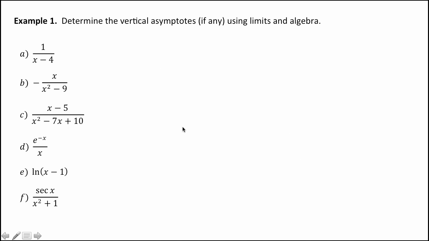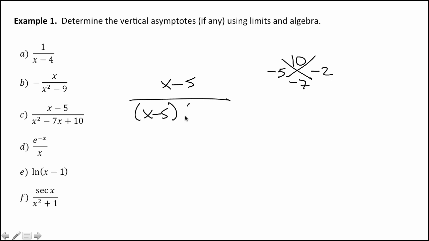Okay, so for part C, remember we're looking for vertical asymptotes. So we're going to try to factor this denominator here. So the factors of 10 that add up to negative 7 will be negative 5 and negative 2. So we have (x − 5)(x − 2). And it looks like we have matching factors here, so we're going to be able to cancel this out. That leaves us with 1 over x minus 2.